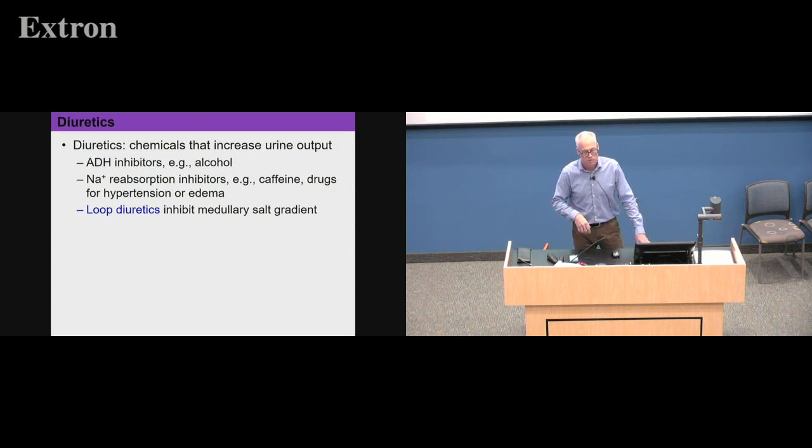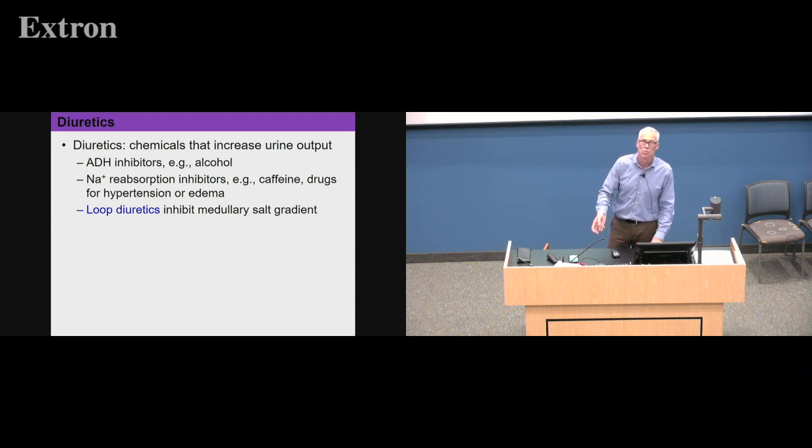the needs of the body, to get rid of excess water volume or to retain water in times of dehydration and so forth. And today we're going to pick up on that process, talking about drugs that can manage production of urine called diuretics. Diuretics are chemicals that increase urine production or increase urine output, and some things that are familiar perhaps that cause increased urine output, such as ethanol, work by inhibiting antidiuretic hormone.